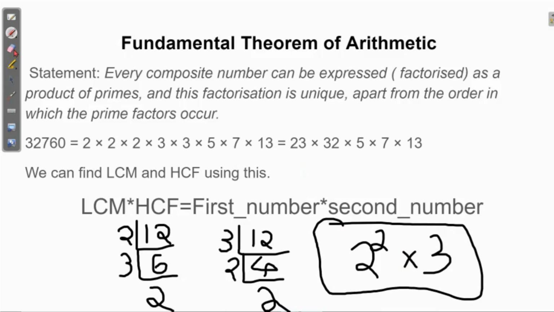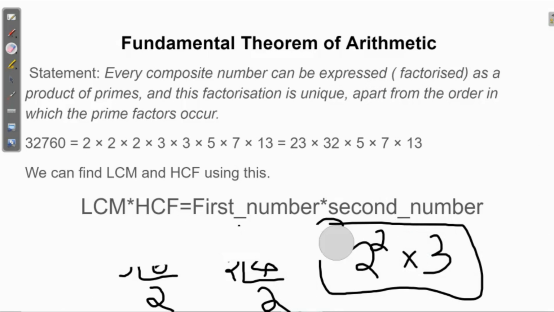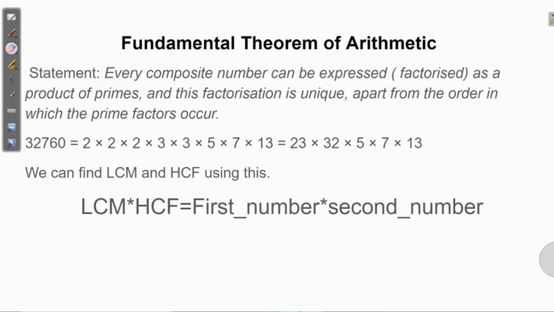Okay, so it is unique for 12. Not any other number will have this prime factorization. Only 12 will have 2 to the power of 2 into 3. So any composite number can be expressed as a product of primes, and this factorization will be unique. 2 to the power of 2 is 4, into 3 is 12. Always 12. It will never change. So it is unique, and it does not depend on the order in which the prime factorization occurs. That is all about this theorem.